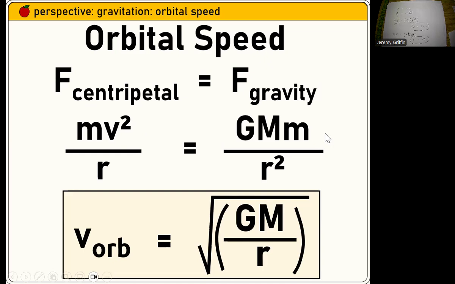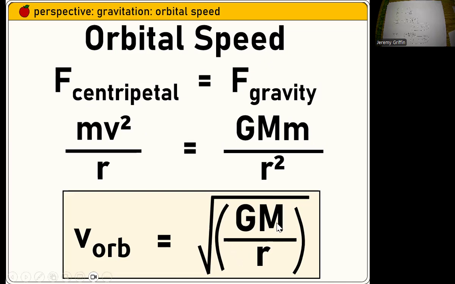So whatever is orbiting, like the moon going around the Earth, the mass of the moon cancels. Or you could have any satellite, and the mass of the satellite cancels. It turns out the orbital speed does not depend on the mass that's orbiting. It does depend on the mass of the thing that's being orbited, that's the capital M, like the Earth in this case. So v equals square root of G M on r.